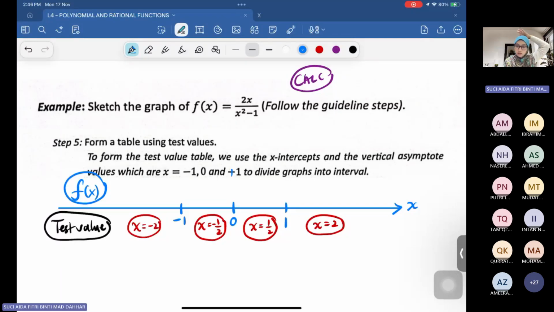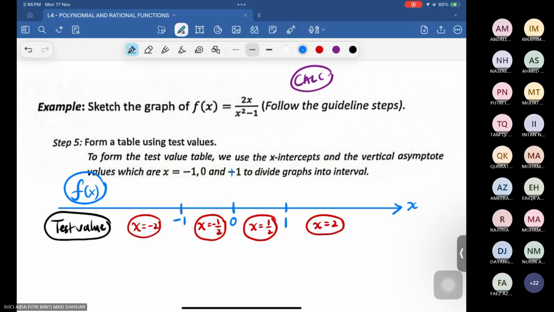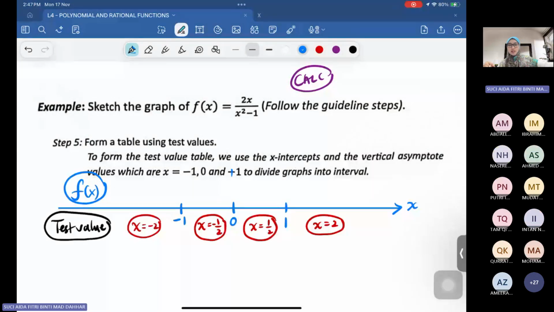Wait, give me a second. Let me get my calculator. Okay, I found it.